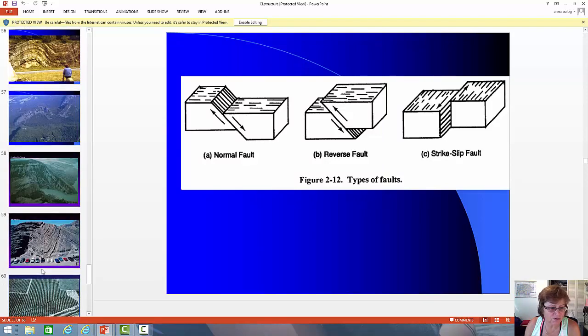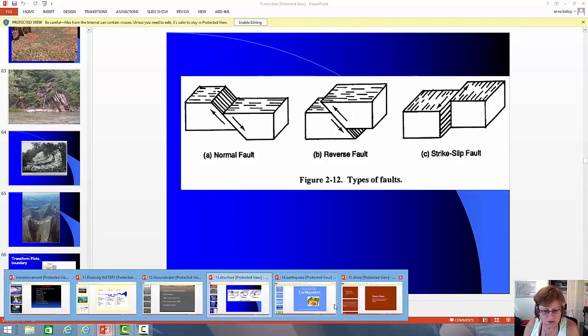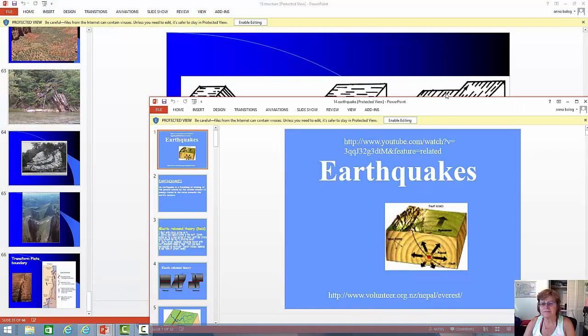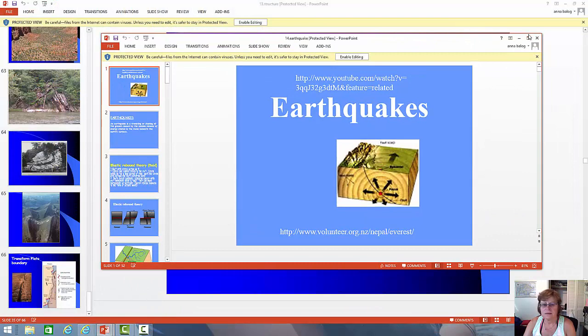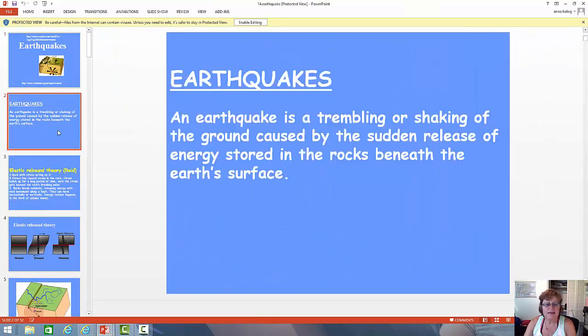And these are just examples. And how do we tell? So that's about the structure. This is the earthquake. With the earthquakes, we know that every single earthquake is a fault line.